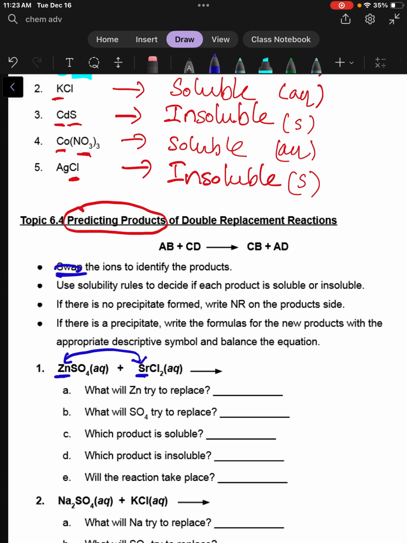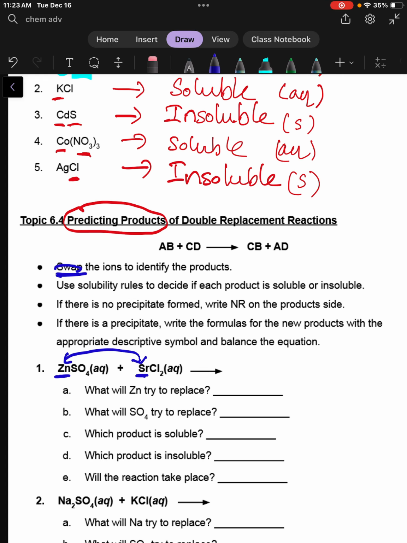Zinc is trying to replace which metal? Strontium. I would prefer you don't do this because that may cause confusion for some of you. We need to know only one of that. Now I'm going to swap this. Zinc is swapping with the chlorine.